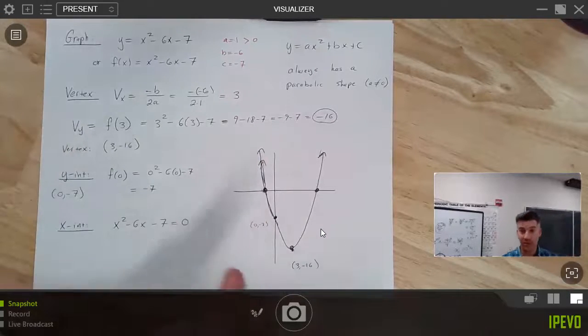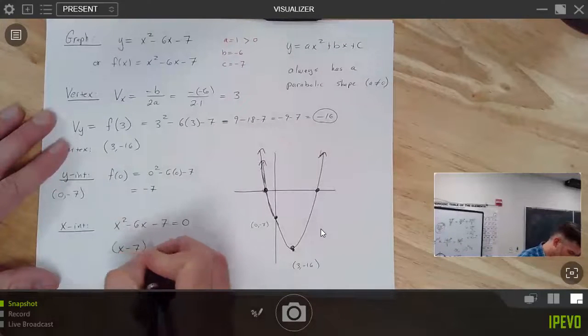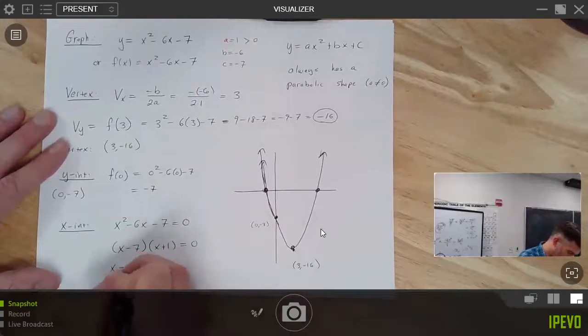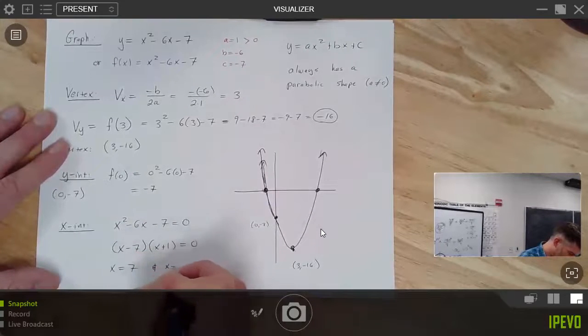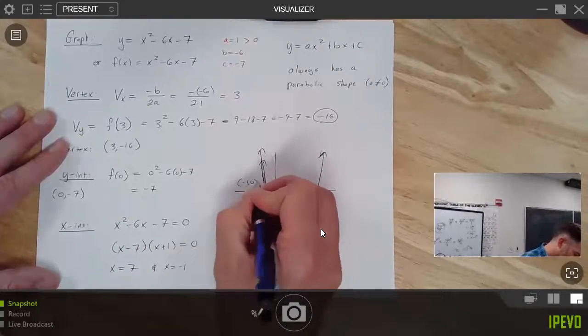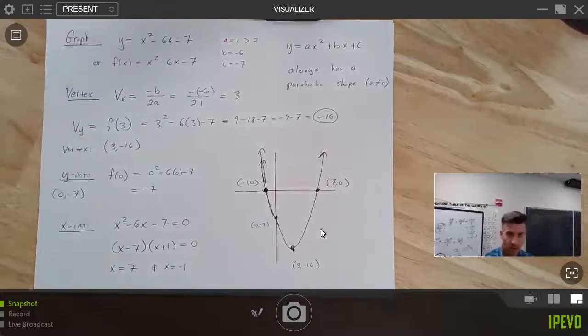And I'm going to hope it factors, because factoring is nice. It does. This factors as (x minus 7)(x plus 1) equal to 0. And then we see that we get x equal to 7 and x equal to negative 1. So there's your x-intercept at (negative 1, 0). There's your other x-intercept at (7, 0).